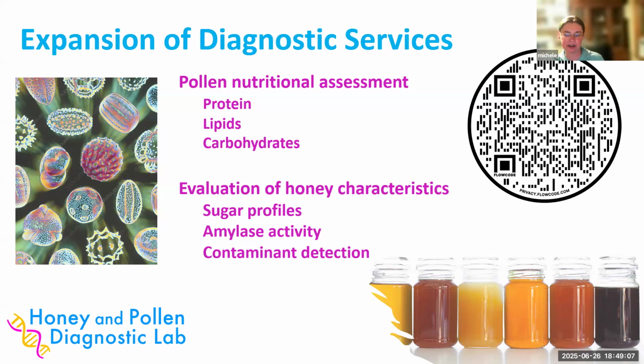But the two services that I'm really looking to offer, and I don't really have a good cost estimate on either of these yet. We're working on making them extremely affordable, definitely more affordable than the pollen identification. The first would be a pollen nutritional assessment. This would look at protein, lipid, carbohydrate ratio in pollen samples. We get a lot of requests for this because, at least in areas like I'm in, where you've got major seasonal changes, it's pretty common for one reason or another that they might supplement and provide more pollen to their bees.